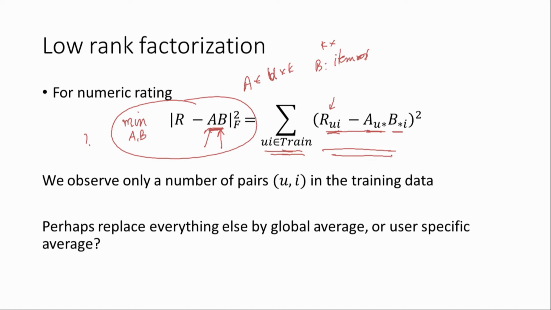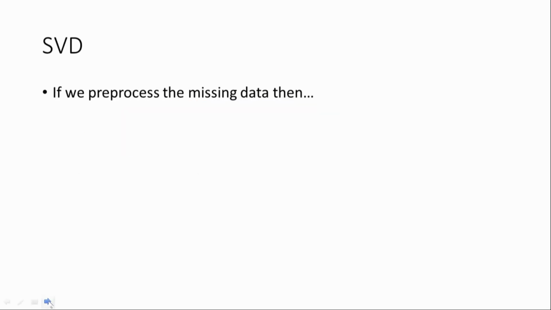Now SVD immediately comes into the picture, right? If I did not have these training pairs, if I were summing over all possible UI, then what would the best AB be? It would be exactly the low rank representation of the matrix R, the RK. But that doesn't really work because I have only the training pairs, which is only a small number of pairs.